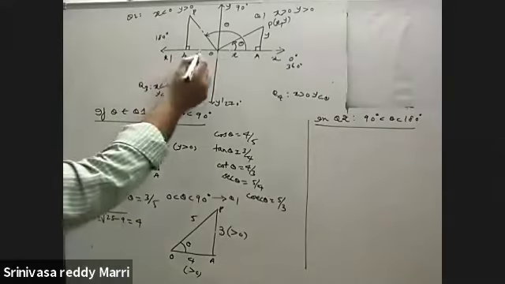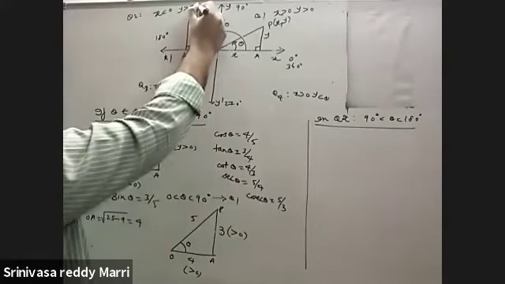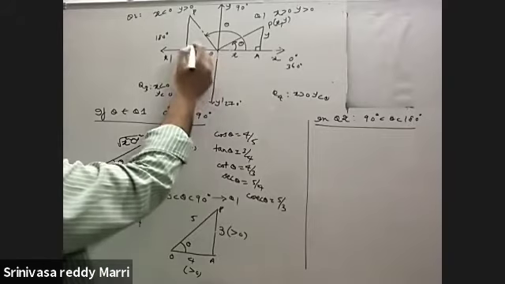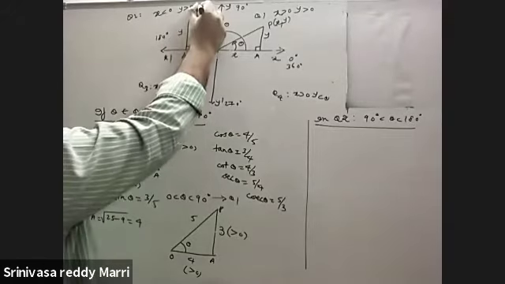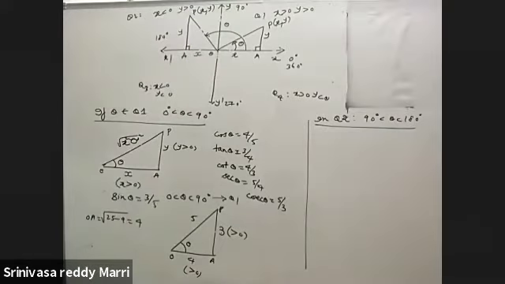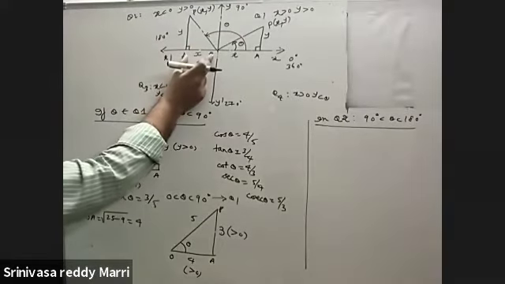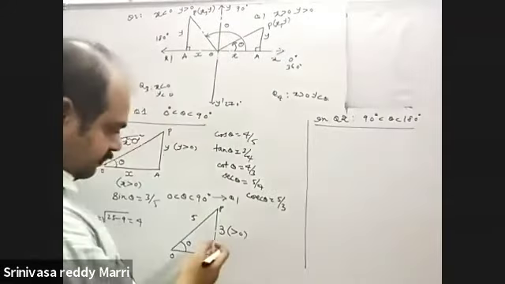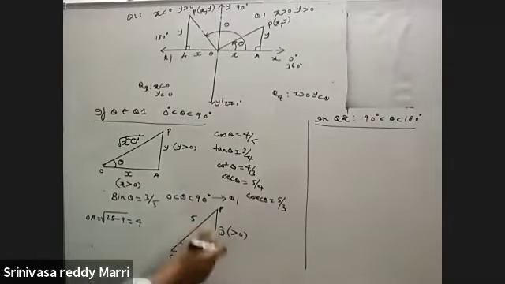Now this is the right angle triangle. This is X, this is Y, then this point will be (X, Y). Now here X is less than 0. That means the horizontal leg will be negative, you have to write negative. The vertical leg, you have to write positive.